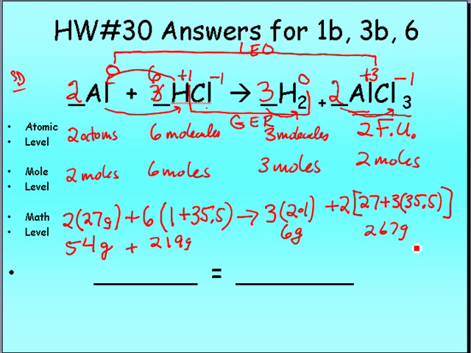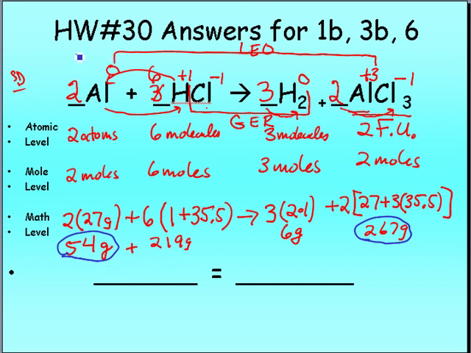Now let's take a look at number 6. Question number 6 says, if you started with 10 grams of aluminum, determine the mass of aluminum chloride that you could produce. So here's the deal. And I'm going to change the color of my pen up here. I'm going to change to blue. Here's the deal. According to my balanced chemical equation, 54 grams of aluminum will make 267 grams of aluminum chloride. But here's the problem. I'm not starting with 54 grams. I'm only starting with 10 grams.